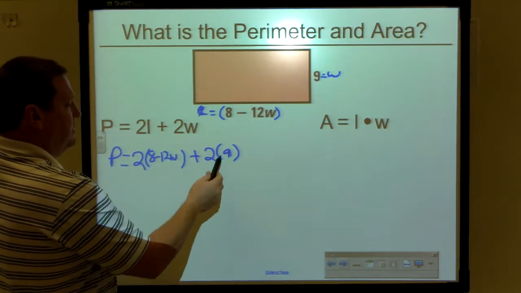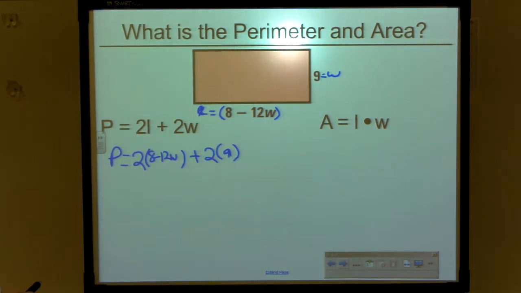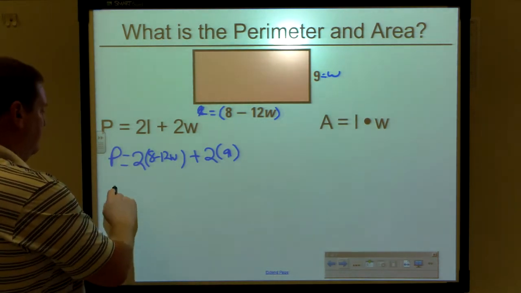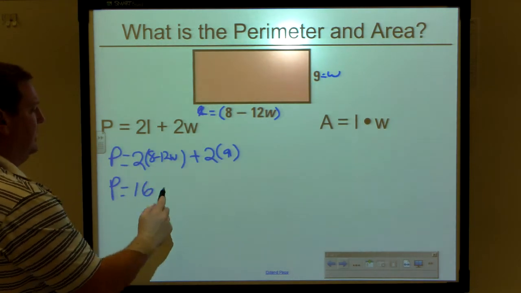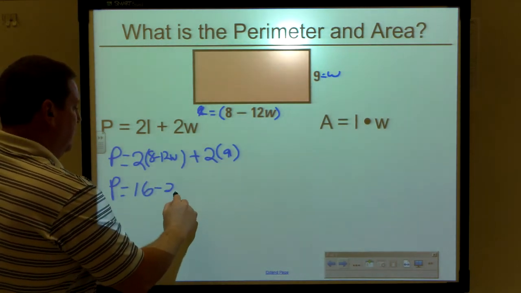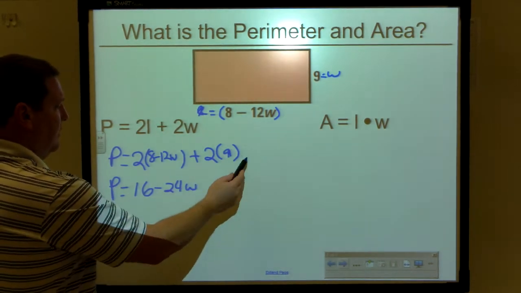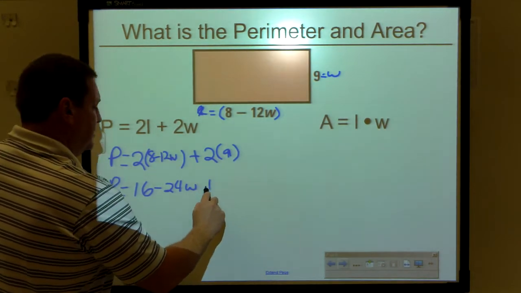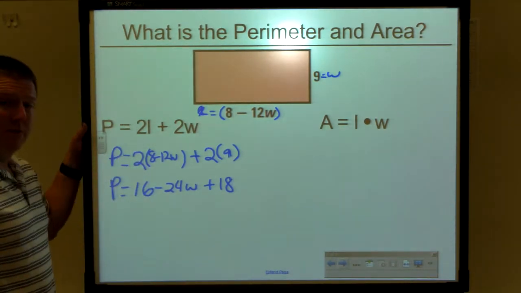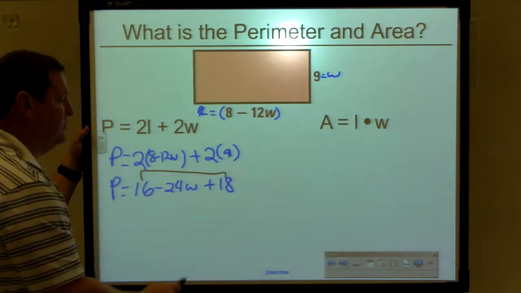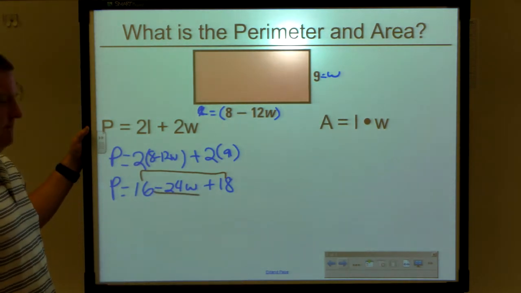So in place of w, I substitute 9. In place of L, I substitute 8 minus 12w. Okay, now I can go ahead and distribute. 2 times 8, 16. 2 times negative 12w is negative 24w. And this over here is just 2 times 9, which is 18. Now I can simplify this a little bit further because I do have two constant values which are like terms, but I don't have any other w's.